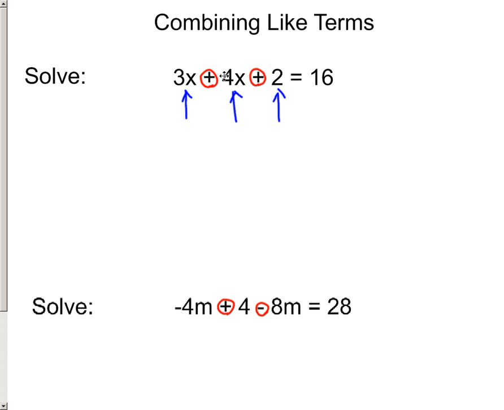Why do we call them terms? Because they're just separated by the plus or the minus sign. So negative 4m is a term, 4 is a term, 8m is a term. And they're separated by these plus and minus signs. Now, this is what we do.